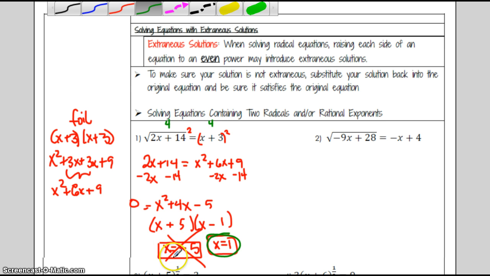This one is the extraneous solution, because when I plug it in, I get 2 over here. But when I plug it in and take negative 5 plus 3, I get negative 2. So that's where that does not work. So try that next one on your own.